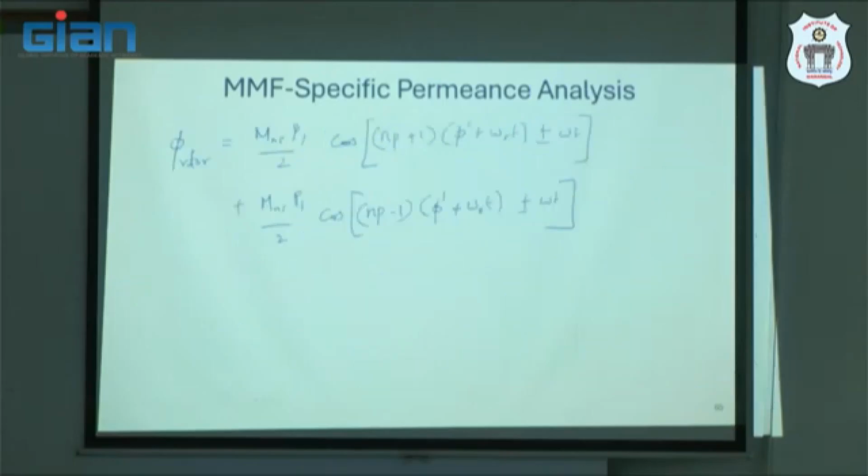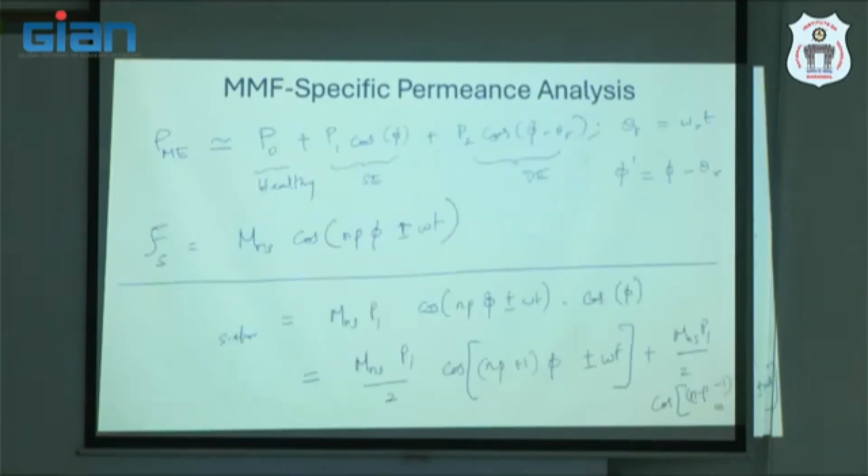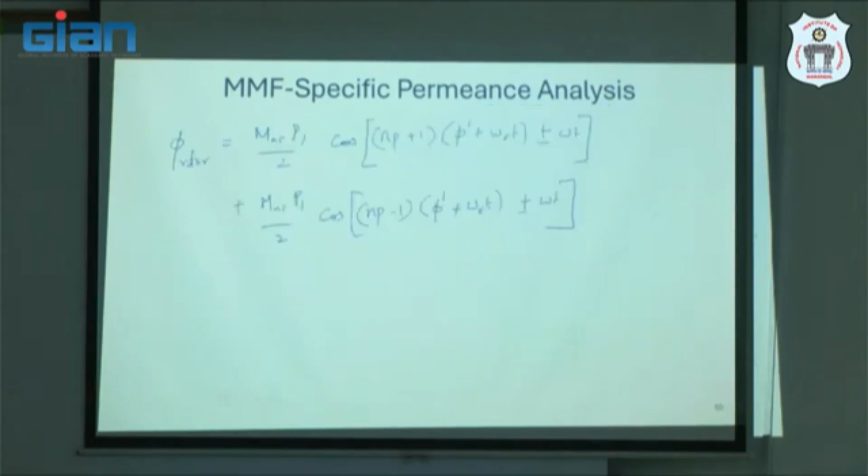So what I am going to say is, this MMF, when interacting with the air gap permeance, has to interact with the entire function, but for the sake of time, let us assume that we are looking at the interaction between the dynamic eccentricity component and the air gap flux density. So let us multiply this permeance function with the MMF associated with the rotor flux density. Let's just say phi rotor 1.